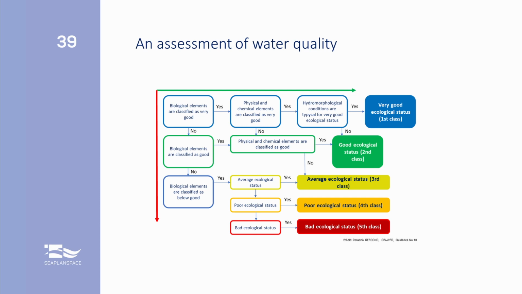If biological elements are not classified as very good or physical elements are not classified as very good, then we end up in good ecological status, and that goes into the second class. Then finally we have the average ecological status, we have poor ecological status, and then we have the worst ecological status.